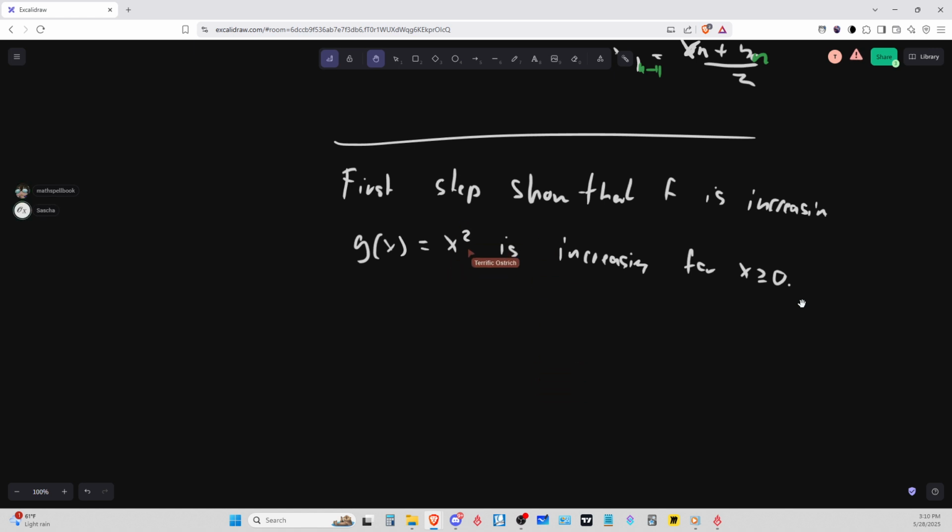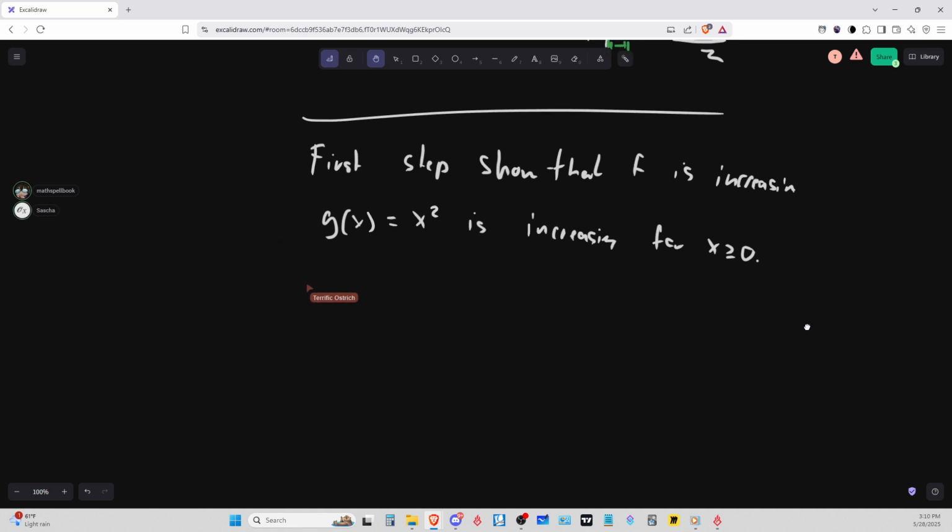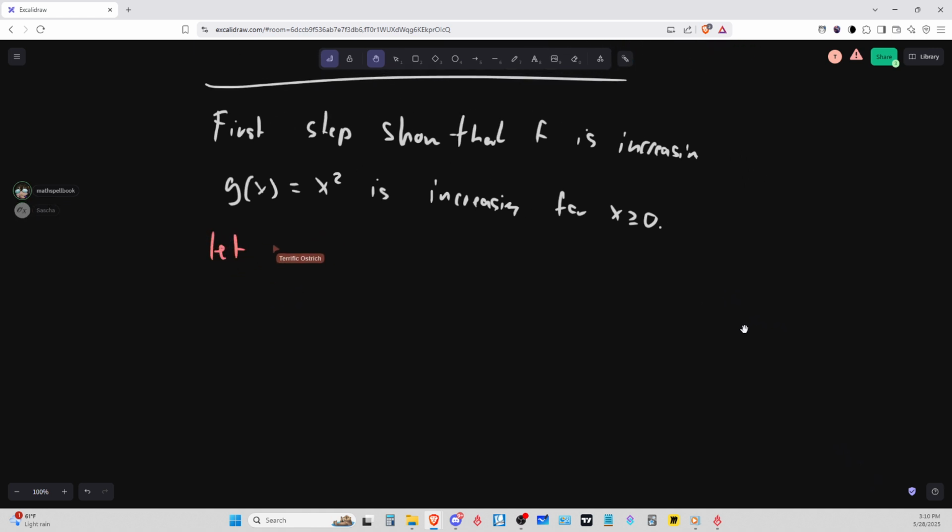So maybe I can give you a little hint. Maybe I'll show you how it works. Okay, let's assume that x and y are positive numbers, and we can assume that one is bigger than the other. I guess assume that x is bigger than y.